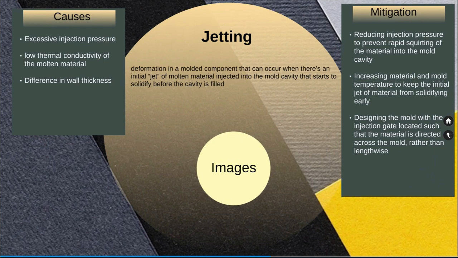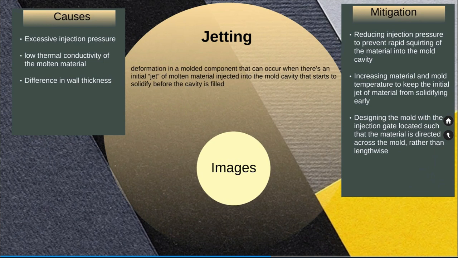So what are the causes? The causes are the excessive injection pressure, the low thermal conductivity of the molten material, and difference in wall thickness. These are the causes of jetting. And what are the mitigations? The mitigation is reducing injection pressure to prevent rapid squirting of the material into the mold cavity. And second is increasing material and mold temperature to keep the initial jet of material from solidifying early.